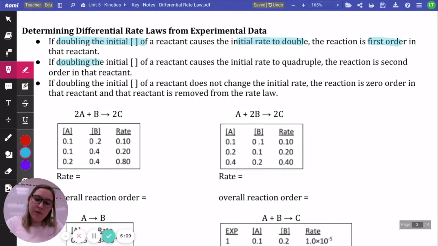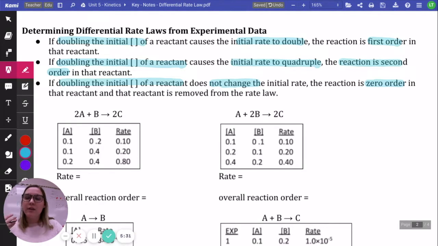If we double the initial concentration of a reactant, and that causes our initial rate to quadruple, then our reaction is second order. If doubling the concentration of a reactant does not change our initial rate, so we have no change in our initial rate, then the reaction is zero order.